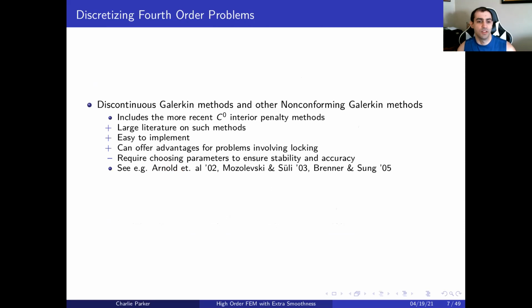Okay, so the other ways like DG methods and non-conforming Galerkin methods. So this includes the more recent C0 interior penalty methods. Again, there's a lot of literature. They're pretty easy to implement. They can also offer advantages for problems involving locking. However, they require choosing parameters to ensure stability and accuracy. And so I, in general, want to avoid parameters being in the method.